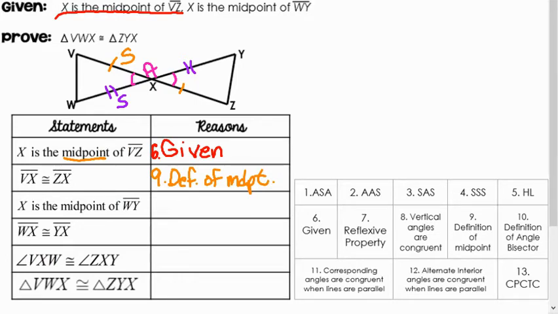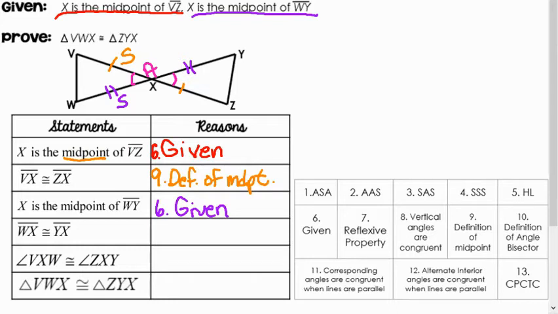Okay. Then the next statement says, X is the midpoint of WY. How did we know that? That was also in the given statements. So that was given to us to start the process. So that was reason 6 again, given. And we have to know something to start. So we always have some given statements, and we're always trying to prove the proof statement.